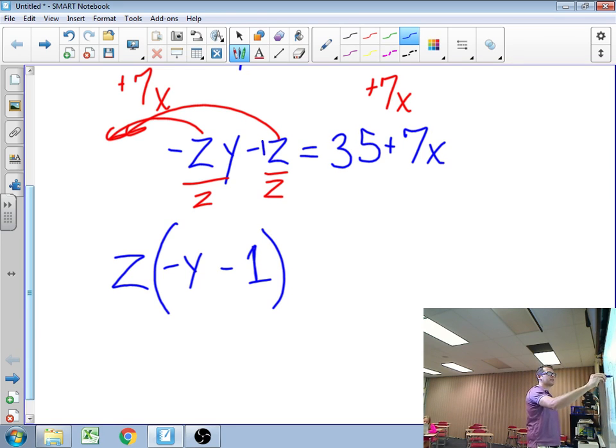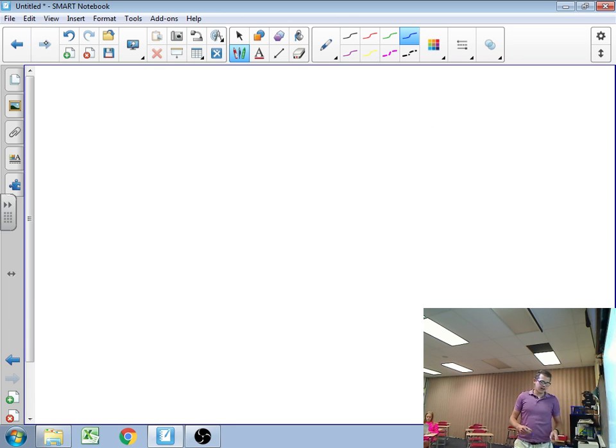Because remember, this is really negative 1 times z, and this was really negative y times z. So when I pull the z out, I now get z times negative y minus 1. Does this make sense, the factoring process? Mostly yes, but with the z, why are there not multiple z's if you pull both out? So when we factor, let's take another example.